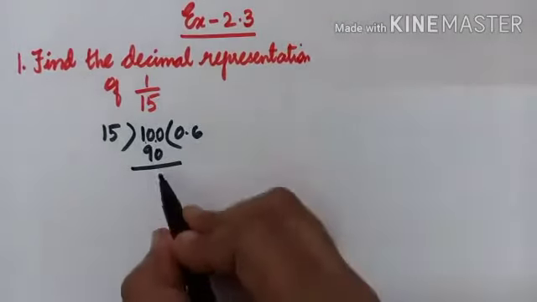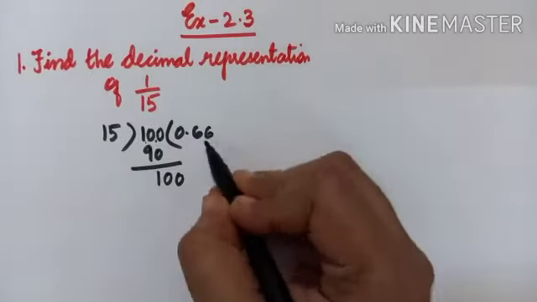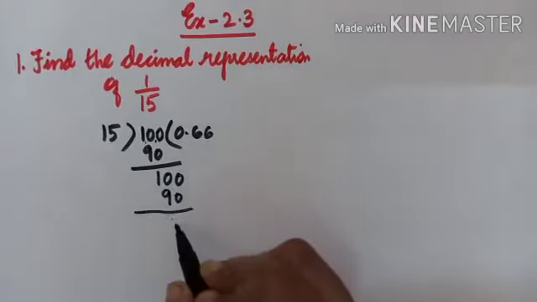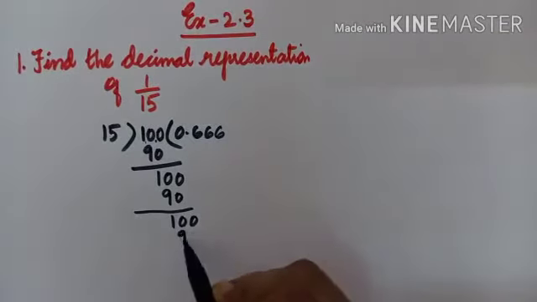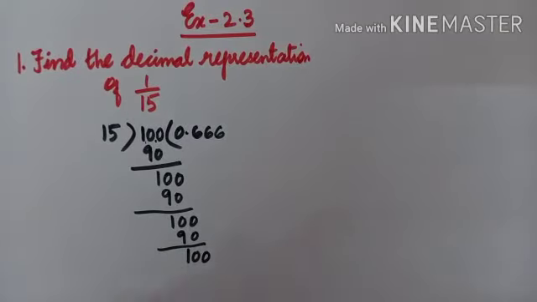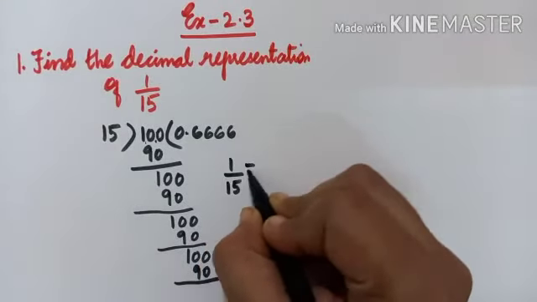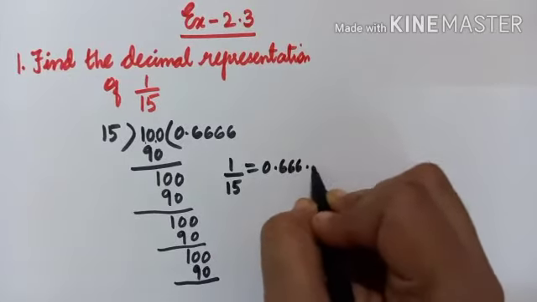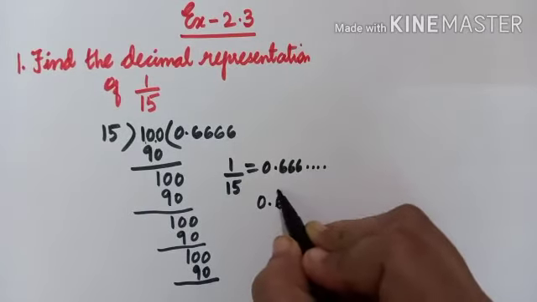So 100 minus 90 will be 10. Again 10 is a smaller number, so let us take one more 0. Then 15 6s are 90. Then 100 minus 90 will give you 10. Then again one more 0. Then 15 6s are 90. Again you can observe 10. Again one more 0, then again 15 6s are 90. So it is just going on like this. So we can say that 1 by 15 is nothing but 0.666 and so on. This 0.666 and so on we can also write as 0.6 bar.